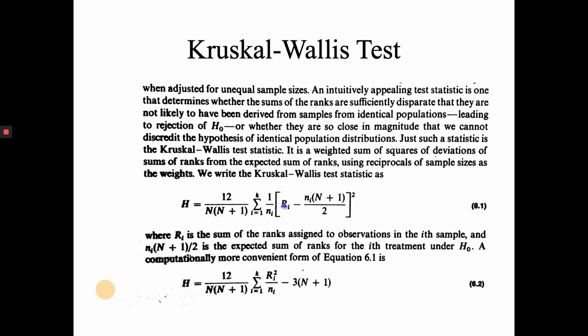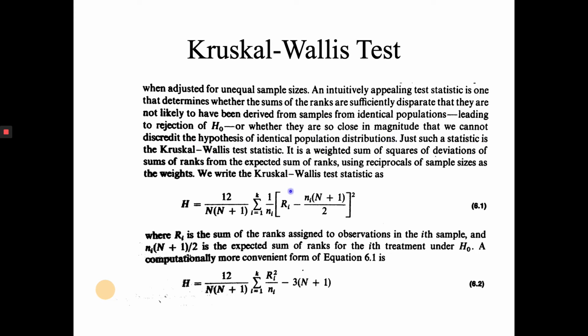So we have the Kruskal-Wallis test. This is just a section that I pulled out of a nonparametric statistics book. It is in my office. So it says here, an intuitively appealing test statistic is one that determines whether sums of the ranks are sufficiently disparate that they are not likely to have been derived from samples from identical populations, leading to a rejection of the null hypothesis, or whether they are close in magnitude that we cannot discredit the hypothesis of identical population distributions.